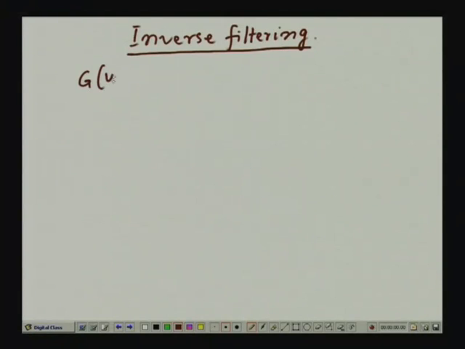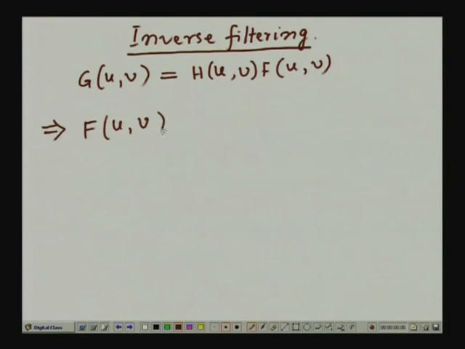Our expression is that G(u,v), the Fourier transform of the degraded image, is given by H(u,v) into F(u,v), where H(u,v) is the degradation function in the frequency domain, F(u,v) is the Fourier transform of the original image, and G(u,v) is the Fourier transform of the degraded image. Because H(u,v) into F(u,v) is a point by point multiplication, that is, for every value of u and v the corresponding F component and H component are multiplied together to give the final matrix, which is again in the frequency domain, it is quite obvious from this expression that F(u,v) is given by G(u,v) upon H(u,v).